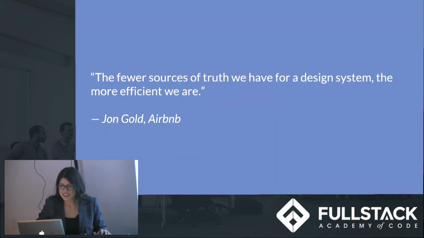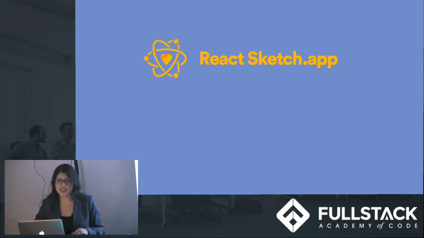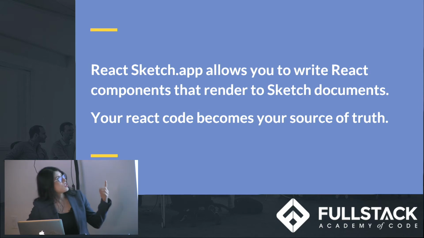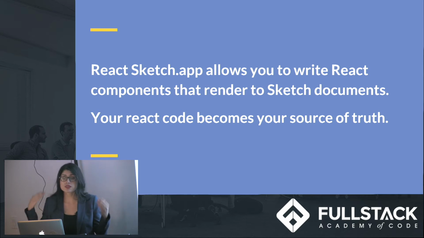So, according to John Gold of Airbnb, the fewer sources of truth we have for a design system, the more efficient we are. So, enter React Sketch app, Airbnb's new open source library, where you can maintain the design language system by generating sketch files directly from code. In other words, you can write React components that render the sketch document, so your sketch templates and your React code are always in sync. And so just like us developers can pull from master to get the latest code, now you can pull from master to get the latest design.